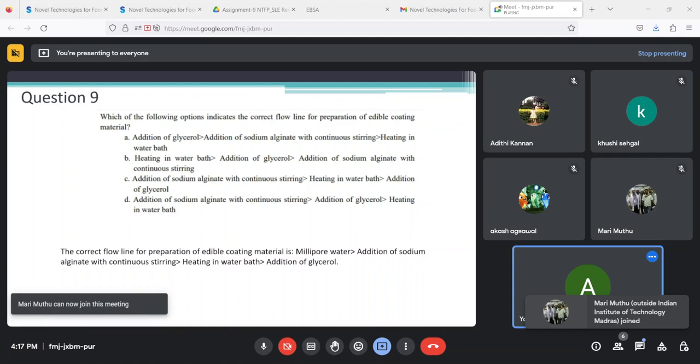That will be your coating material. In that coating material, you will use different kinds of methods to dip or to spray your food product. That food product you will dry and then store it. So this is the entire process of edible coating technology. First you will take water, add the polymer, which is sodium alginate in this case. You will continuously stir it and heat it to dissolve it and make it transparent. And then you add glycerol, then you coat the food product, dry it and then store it. The answer is option C.